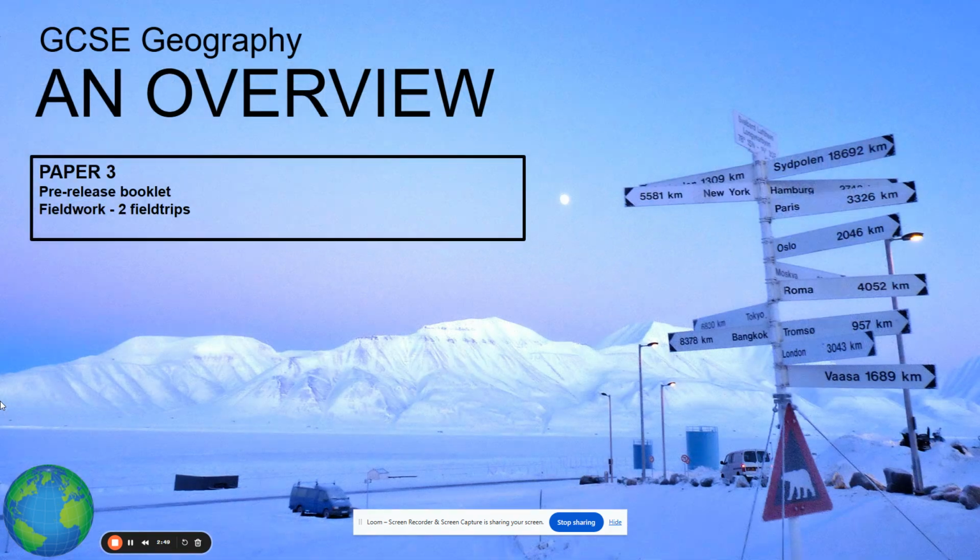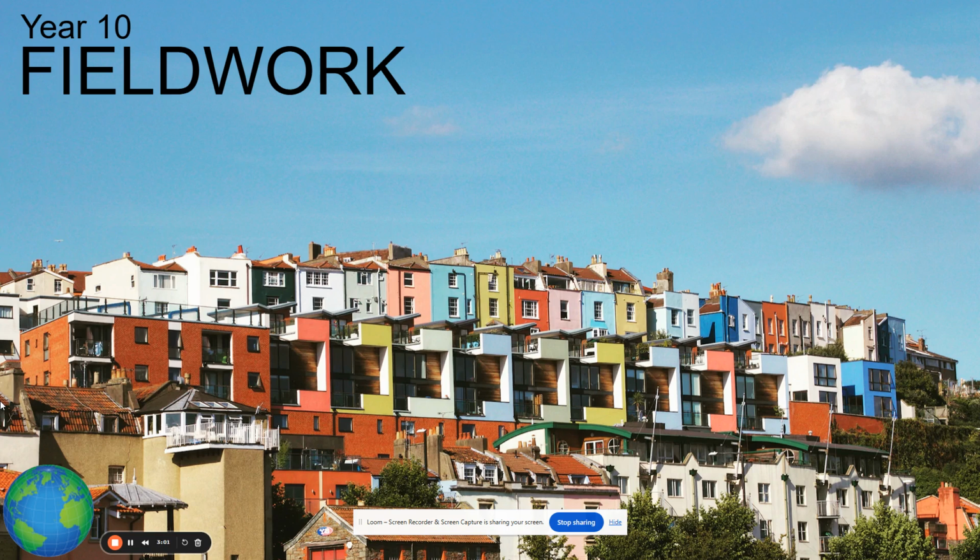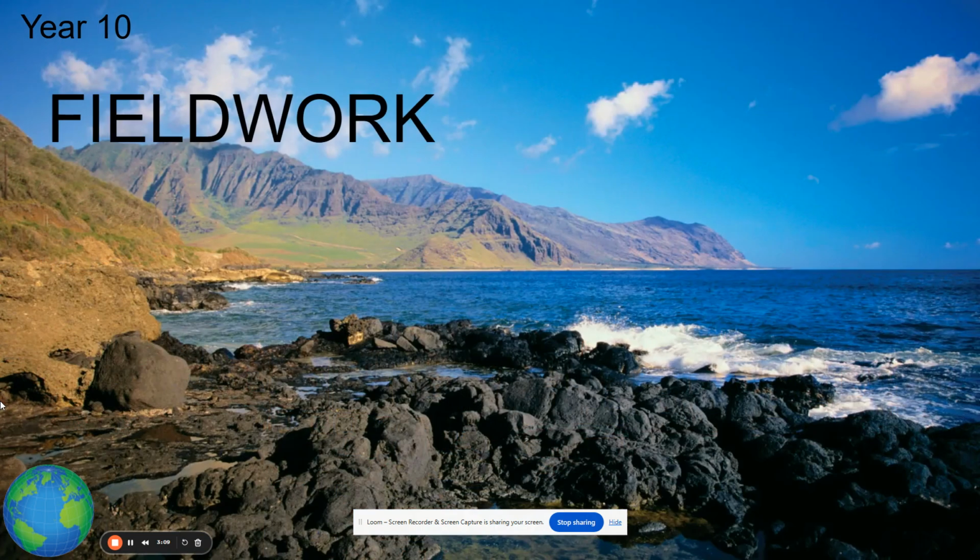The final paper, paper 3, will have questions in it about fieldwork and a pre-release booklet that will be sent out to students 6 weeks before the exam. We will conduct 2 bits of fieldwork during the course. We will visit Bristol and look at the redevelopment of the dockland areas, and we will go to the coast and look at some of the processes that happen there and investigate them further. So those are 2 bits of fieldwork they will undertake probably at the end of Year 10.